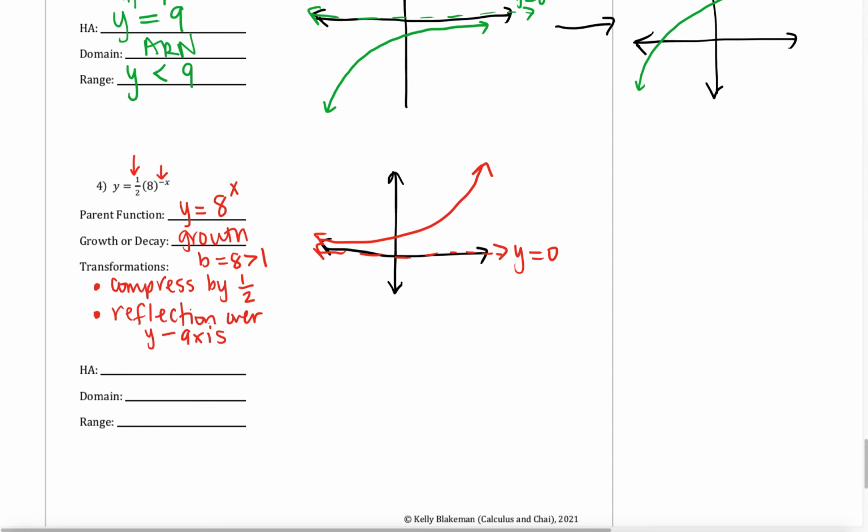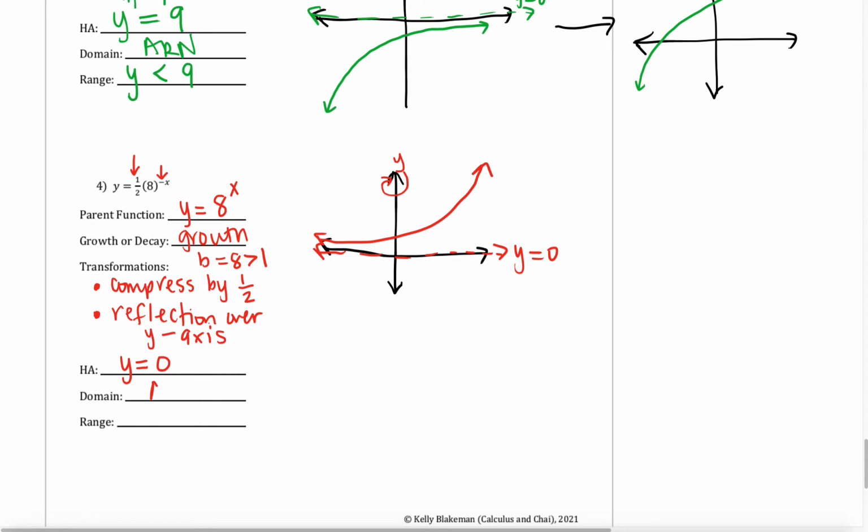Now, if we reflect over the y-axis, it's flipping the graph kind of as we open a door. So I'm flipping this graph over the y-axis here. The horizontal asymptote stays the exact same. It just flips over itself, and the right side goes to the left side, and the left side goes to the right side. But it's still going to stay at y equals 0.